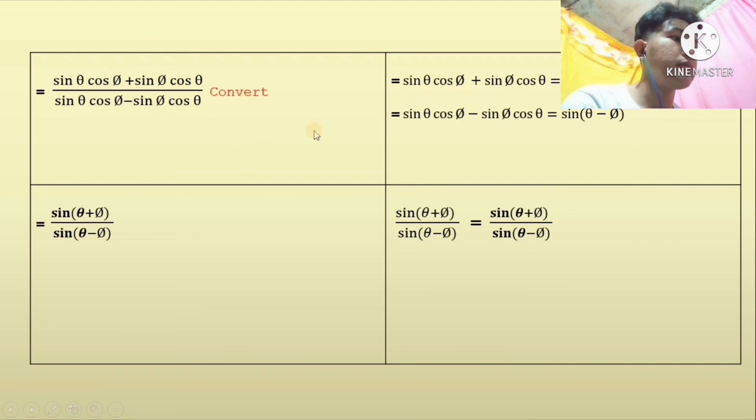So convert sine theta cosine phi plus sine phi cosine theta to sine times theta plus phi, and the denominator, sine theta cosine phi minus sine phi cosine theta, into sine times theta minus phi. So it will become like this: sine times theta plus phi over sine times theta minus phi. So this is our proving.